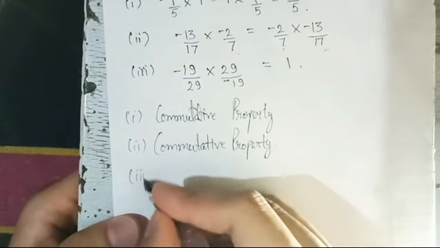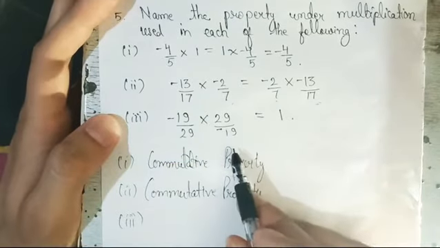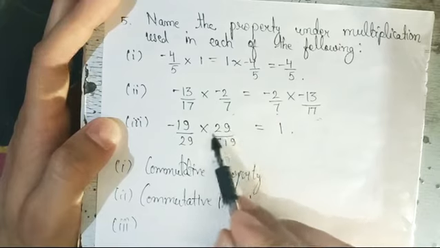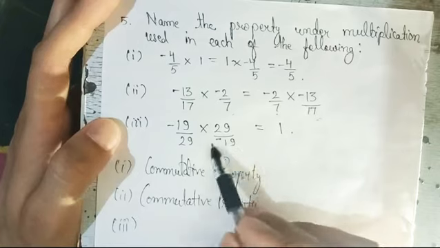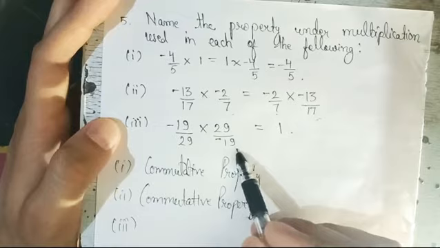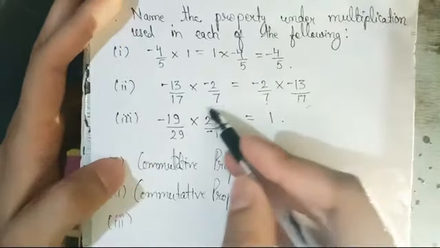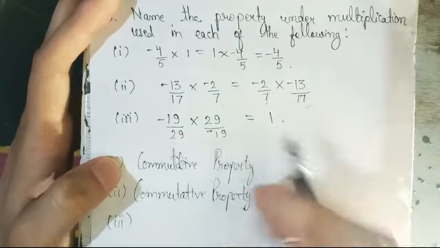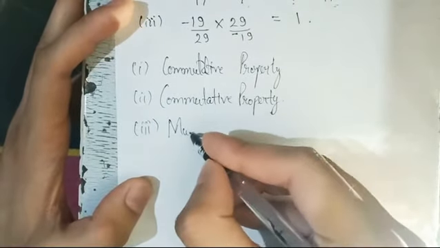Now in the third part, you see, minus 19 upon 29 multiplied with 29 upon minus 19. Here the denominator of the first becomes the numerator in the second. 29 is the denominator here and the numerator there, and minus 19 is the numerator here and the denominator there. So when we multiply these two values, we get 1. That means 29 upon minus 19 is the multiplicative inverse of minus 19 upon 29. So which property is used here? Multiplicative inverse property.